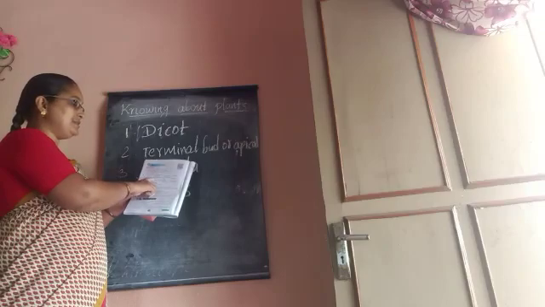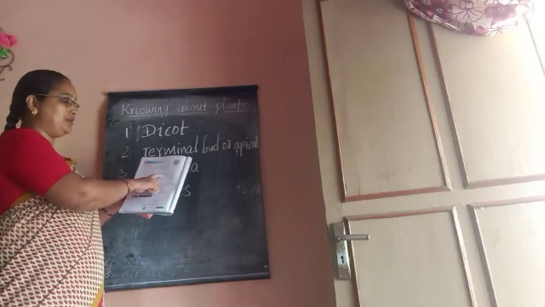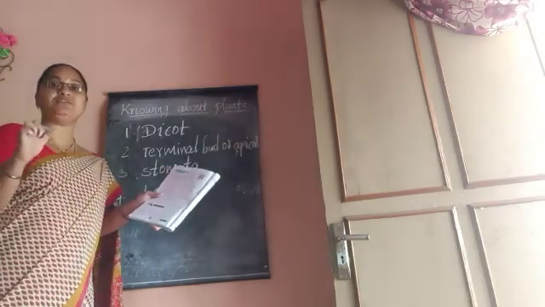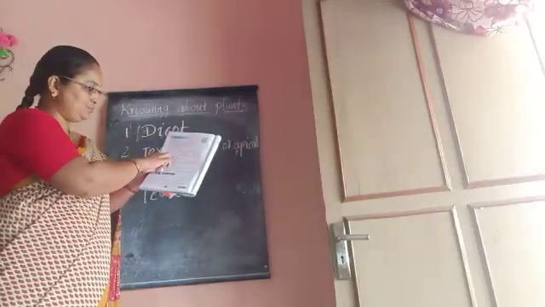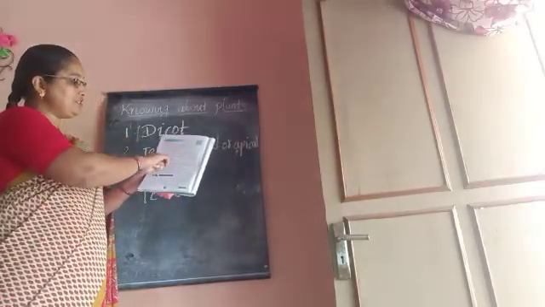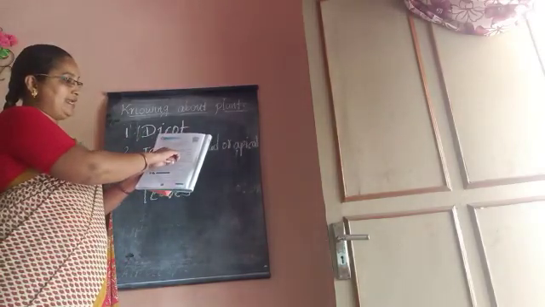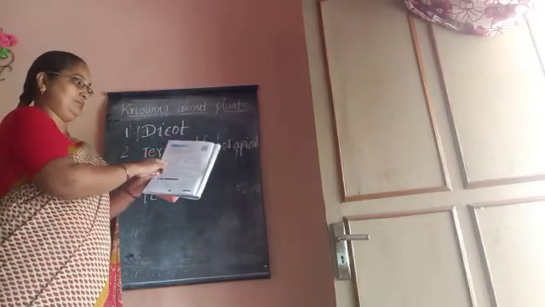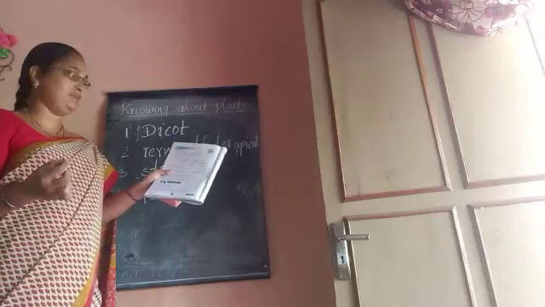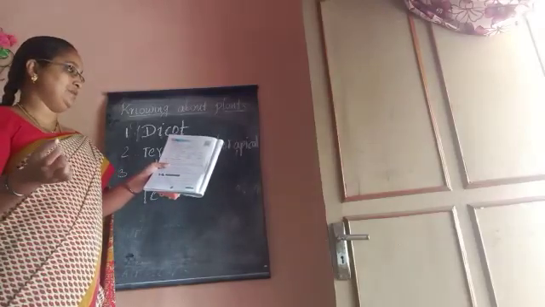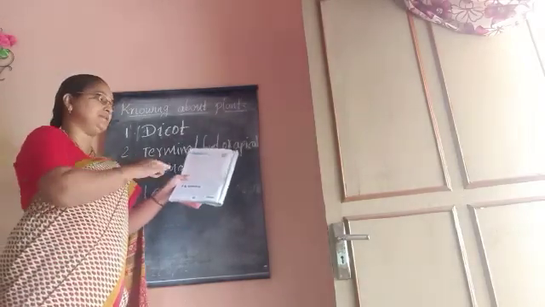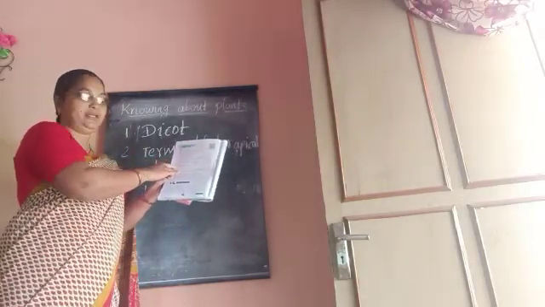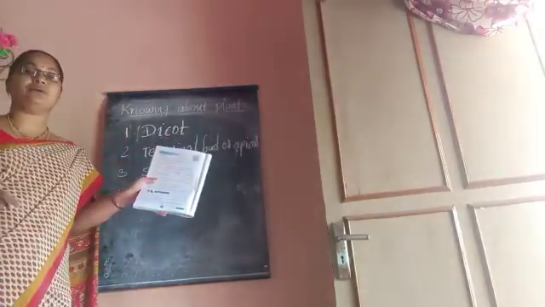Next, the part of the plant that helps in absorption of water and minerals. Which part of the plant absorbs water and minerals? Root. The part of the stem from where leaves arise is called the node. The part of the stem where the leaves are arising is called the node. Okay, thank you.